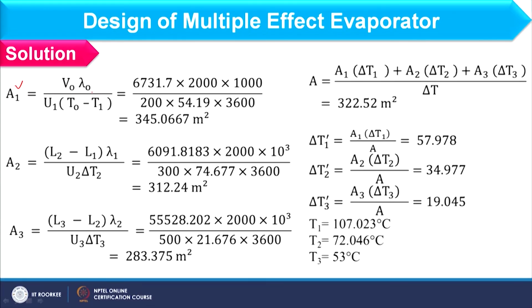Here I am having area A1 for first effect, and that should be equal to V naught lambda naught, that is basically the Q1, divided by U1 into T naught minus T1. Okay. So, you know all parameters. V naught should be given in kg per second when I am considering this balance, right. So, here it should be considered in seconds. And lambda naught is given as 2000 and 1000 because this is available in kilojoule, right, and 200 is the U1 value which is available in watt per meter square degree Celsius.